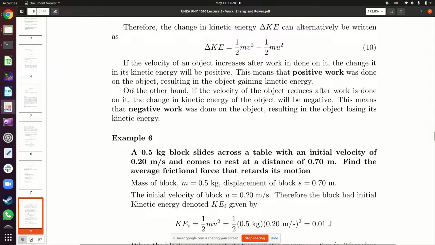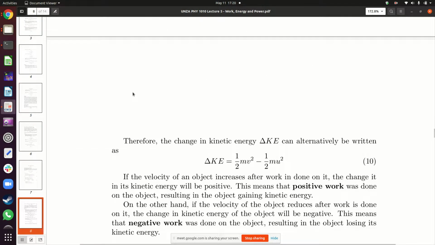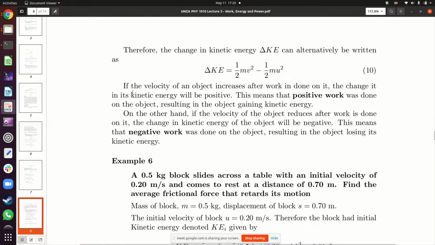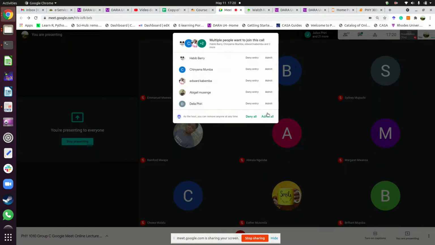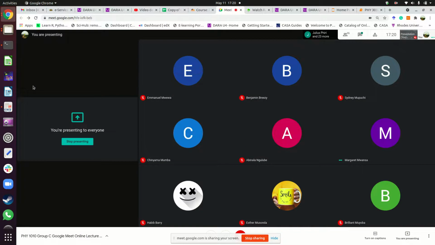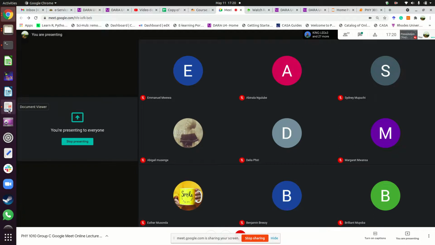Are we clear? On the statement of the work-energy theorem, yes, we have done that.